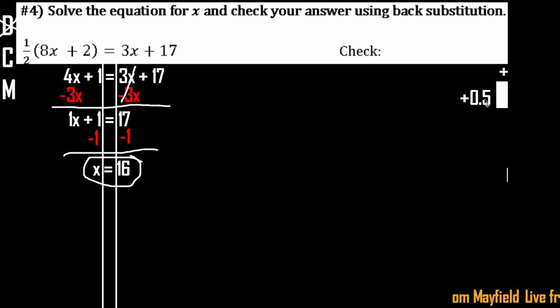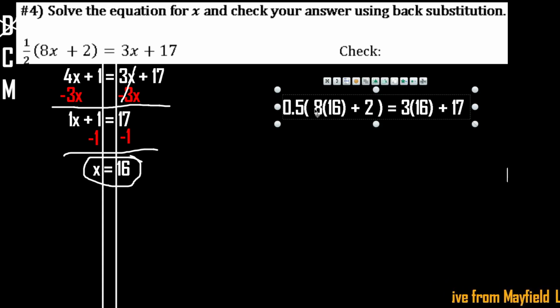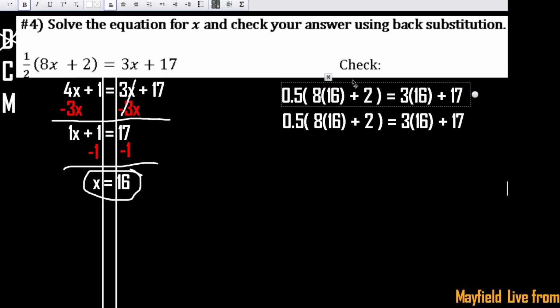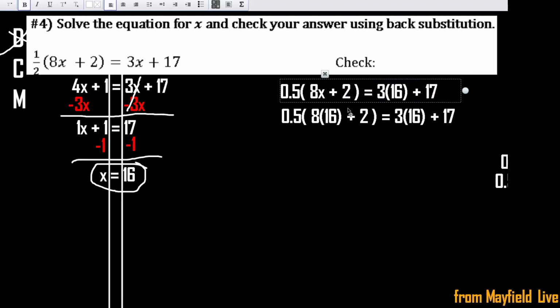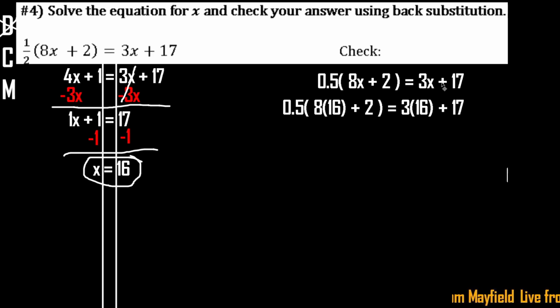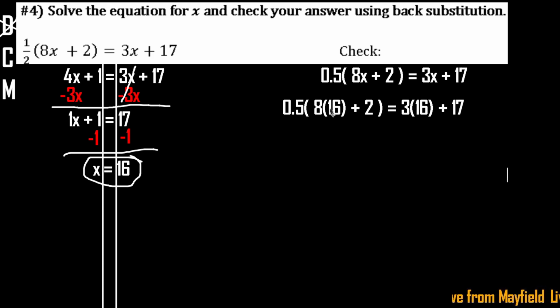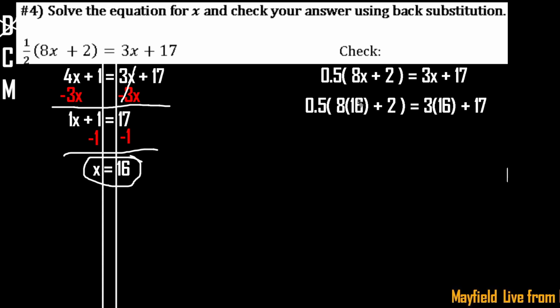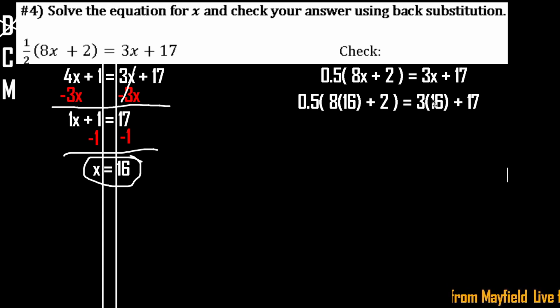To check, again, like I had before, you plug in exactly how it looks. So originally we had 1/2 times quantity x plus 2 equals 3 times x plus 17. And we plug in our answer. So anywhere where we had that x, we now have a 16. So that means both sides of the equation. And so all we're saying is, is this left side equal to this right side?